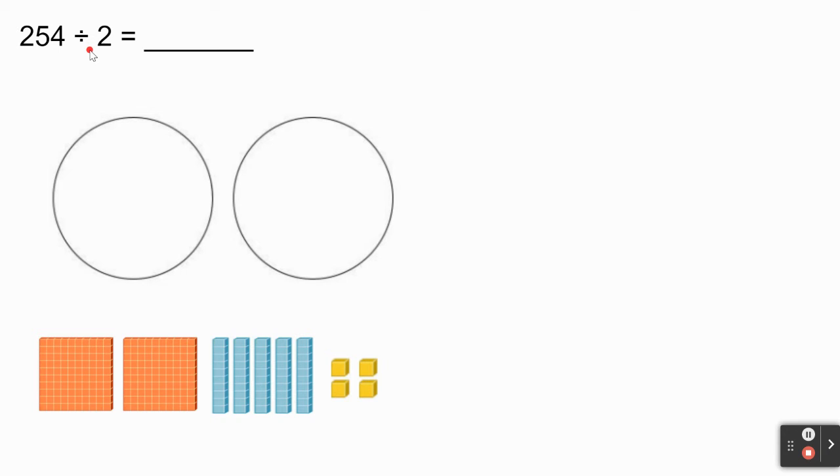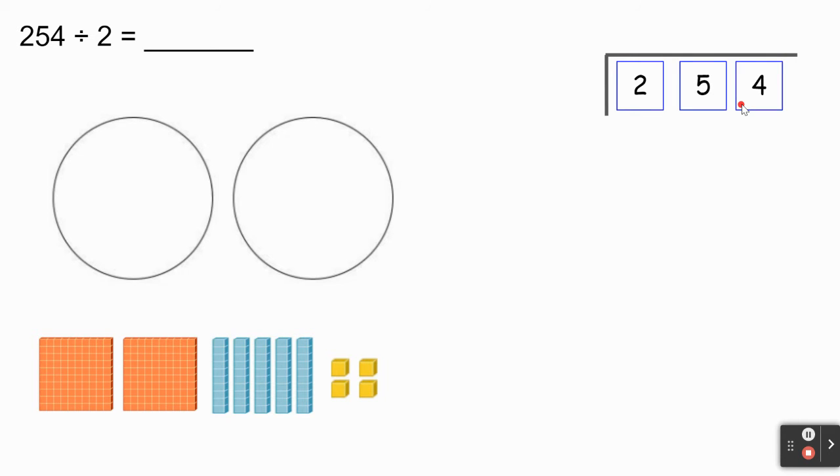Let's also set up this problem using the standard algorithm. First, we draw our division symbol over here on the right. Inside of our division symbol, we're going to place the dividend, which is 254. This is the starting number, or the total amount that we're sharing. On the outside is going to go our divisor, which is the total number of groups. In this problem, our divisor is 2.